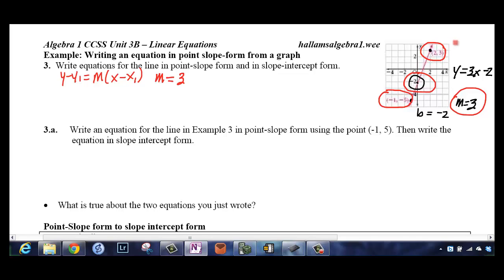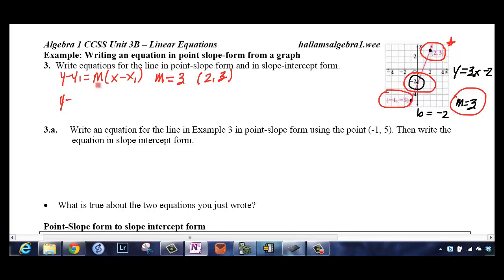Or we could use this point 2, 3. Let's use the positive point 2, 3 because we're practicing. So I'm going to come back over here and write down my information that I've gathered. So 2, 3, there's my point. There's my slope. Now all we have to do is plug it in like we just did a minute ago.